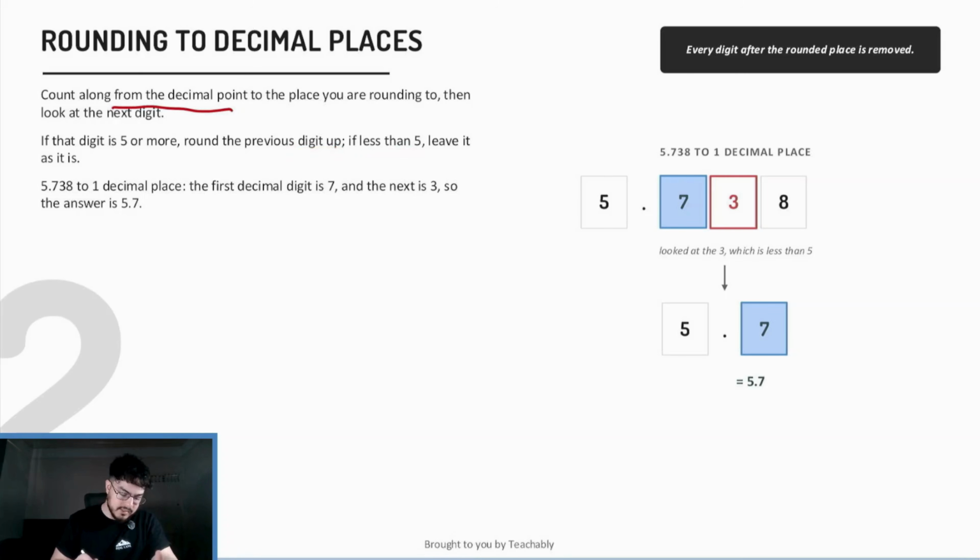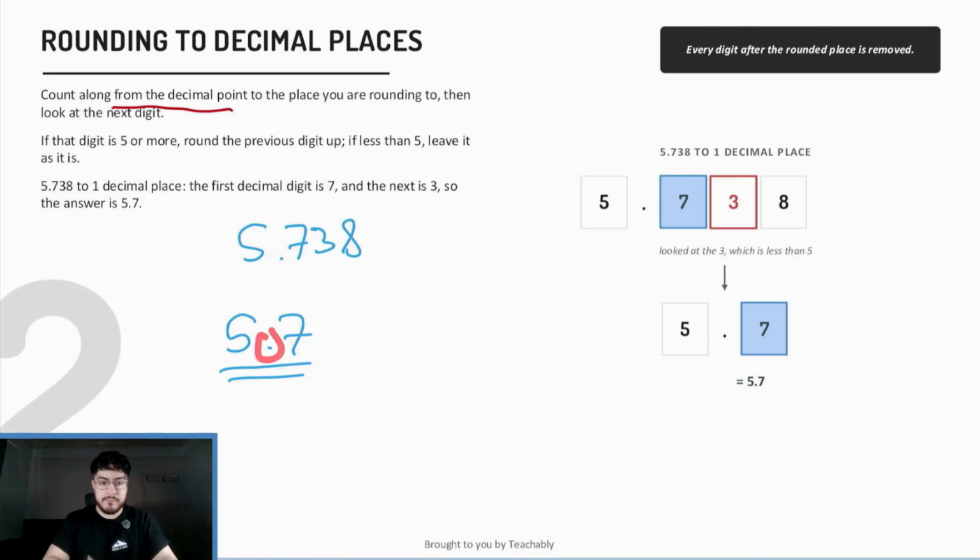If less than 5, leave it as it is. So the example they're giving us right here is 5.738. This wants us to round to one decimal place. What's one decimal place? It means one number after the decimal point. So one decimal value after this decimal is just there, and so ideally we want 5.7, because it's just one number after the decimal place. That's all it means. But our rulings still take place here.